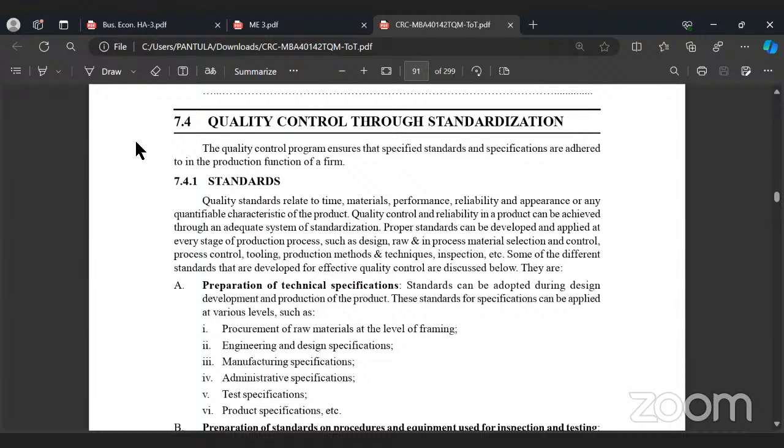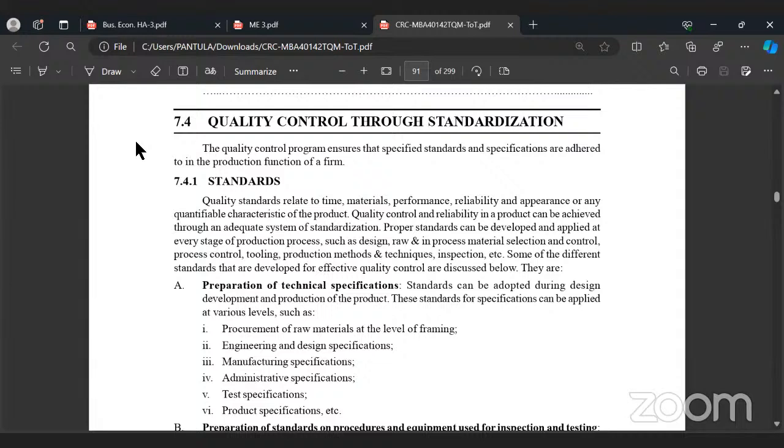Standardization is nothing but benchmarking. What is meant by that? Standardization is nothing but setting up some rules and regulations and some guidance throughout the process, or I can say it's like instructions given to that.